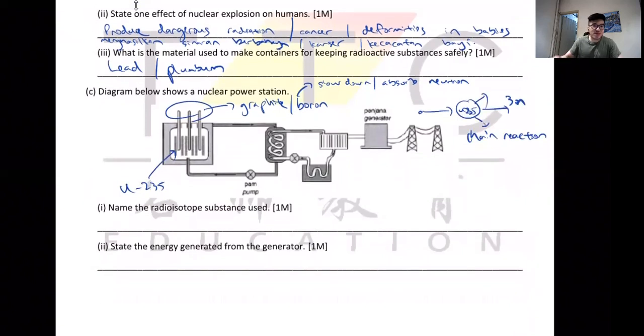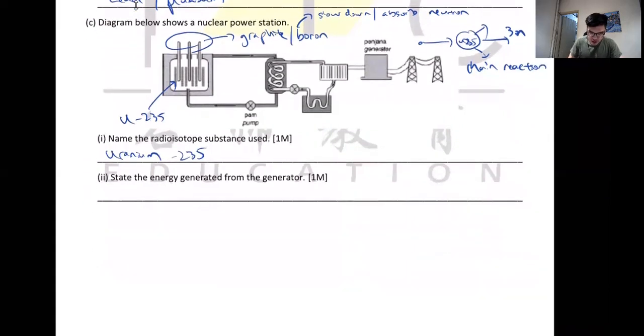Okay, we learned this in chapter 11. So name the radioisotope used. You are using uranium-235. Okay, uranium-235. So state the energy generated from the generator. What is the energy here? Okay, this is unrelated to this chapter. This is nuclear energy.